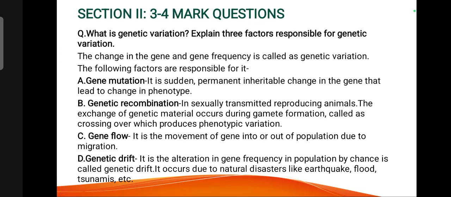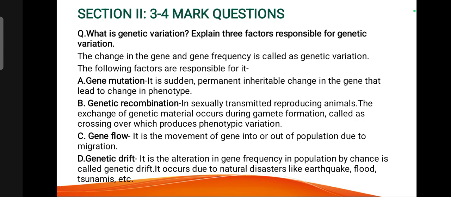What is genetic variation? Explain three factors responsible for genetic variation. The change in the gene and gene frequency is called genetic variation. The following factors are responsible for it. Gene mutation. It is a sudden permanent inheritable change in the gene that leads to change in phenotype. Genetic recombination. In sexually reproducing organisms, the exchange of genetic material occurs during gamete formation, called crossing over, which produces phenotypic variation.